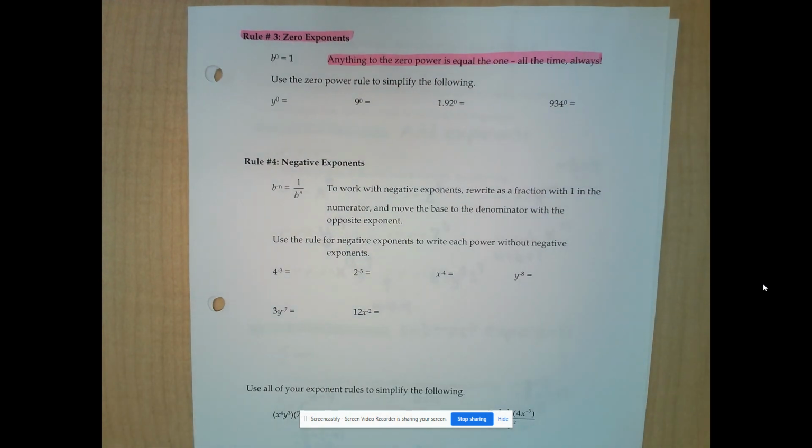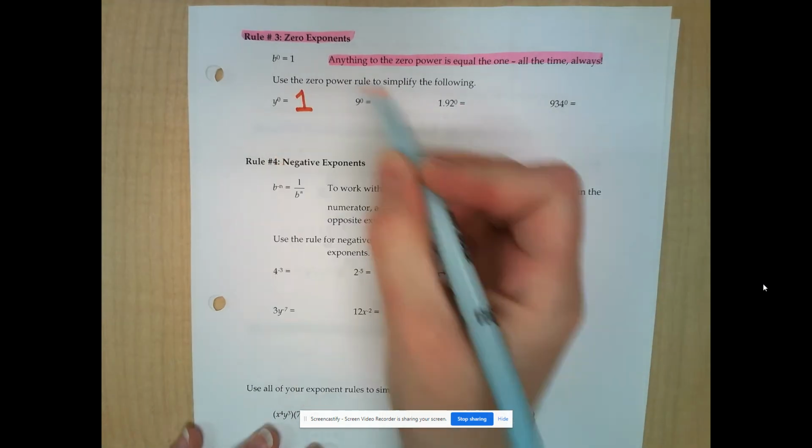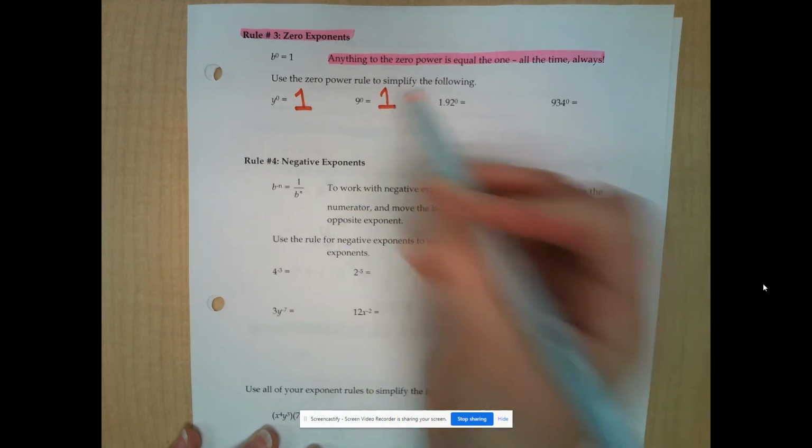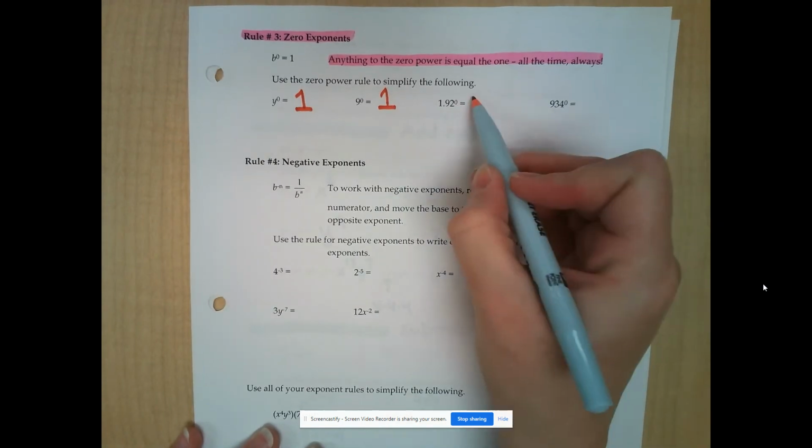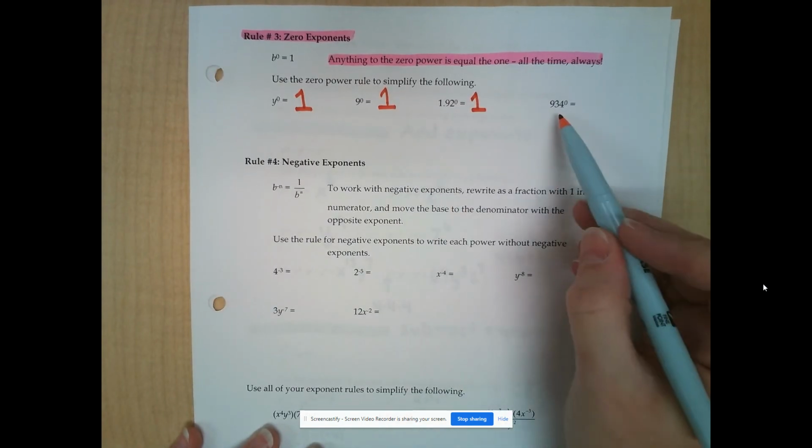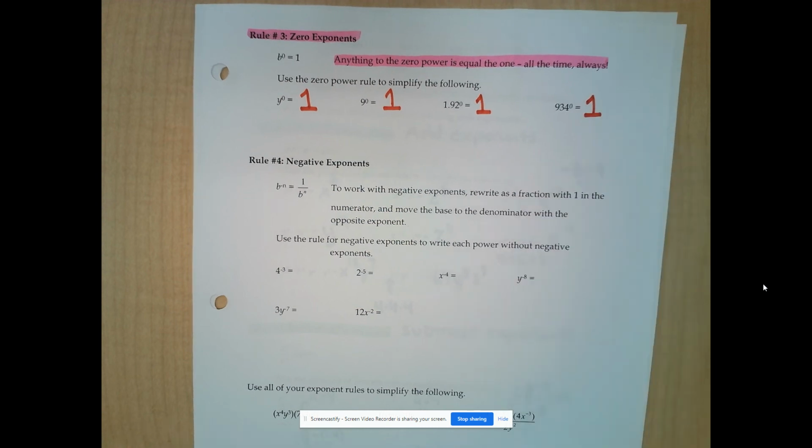So in this case, you're going to see me ask you for y to the 0. Anything to the 0 power is worth 1. 9 to the 0, anything to the 0 power is worth 1. 1.92 to the 0, still worth 1. 934 to the 0, still worth 1. That is a pretty straightforward rule.